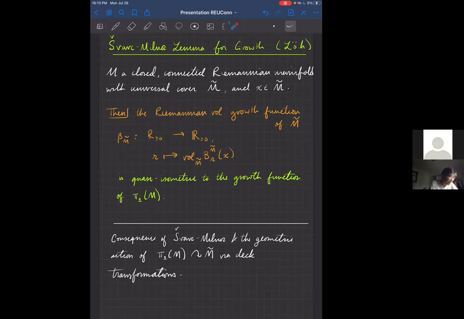But basically the reason for this, which again I'd love to elaborate on if there are questions, is that the fundamental group of a Riemannian manifold acts very nicely on the universal cover via Deck transformations, which are in some sense geometric.